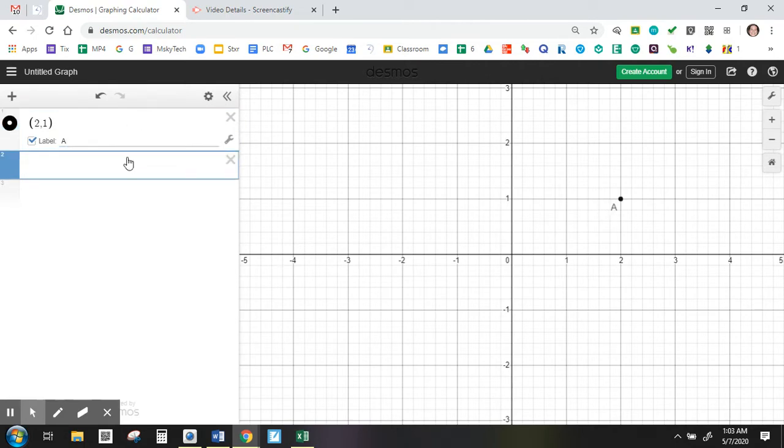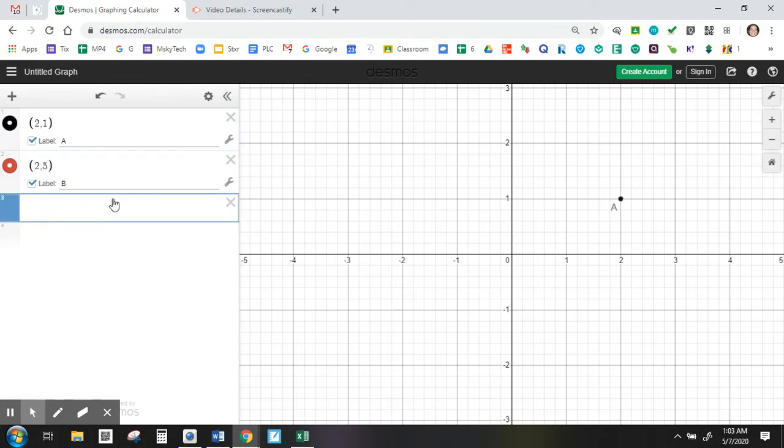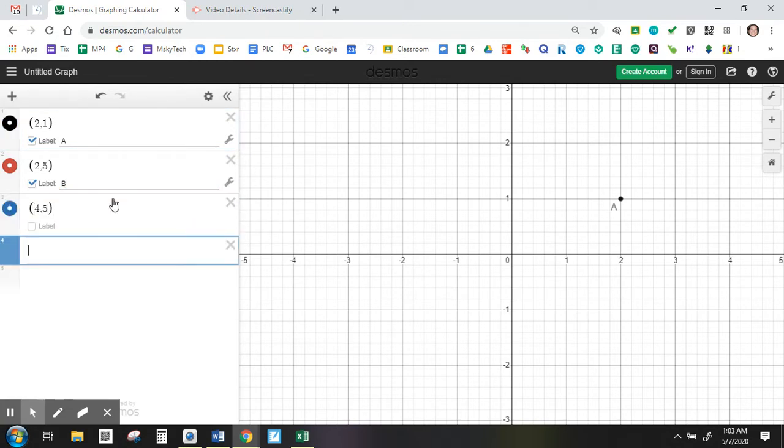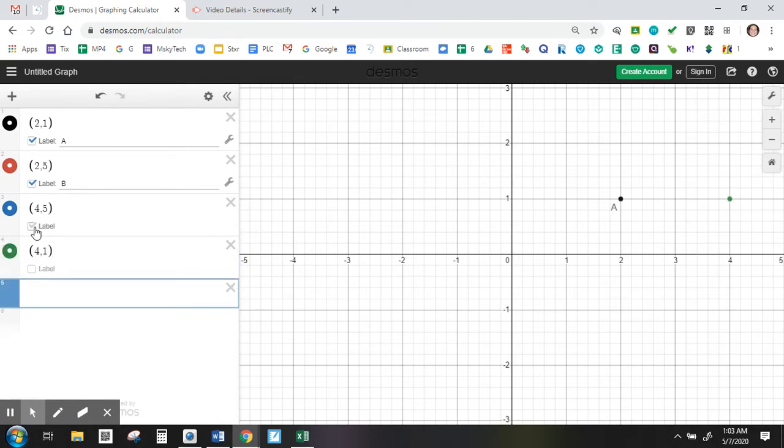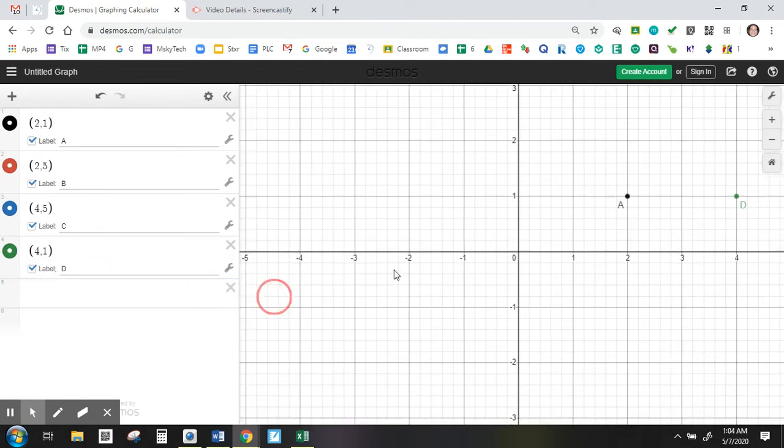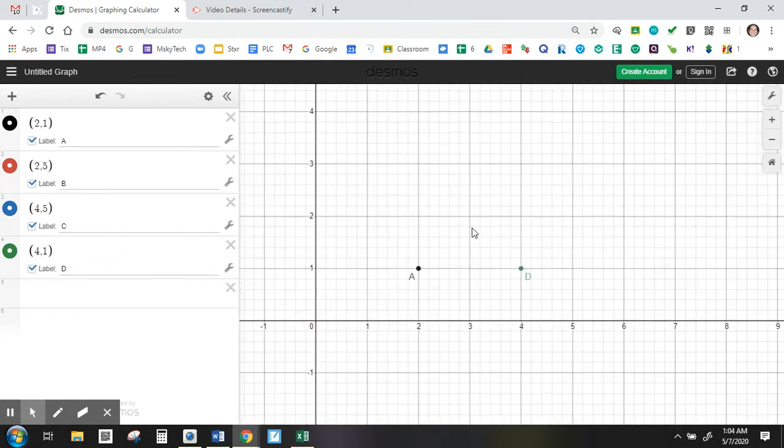Okay. Then the next one, you just click below it. The next one, B, was 2 comma 5. Label that one B. C was 4 comma 5. And D was 4 comma 1. C, D, you can even move this.